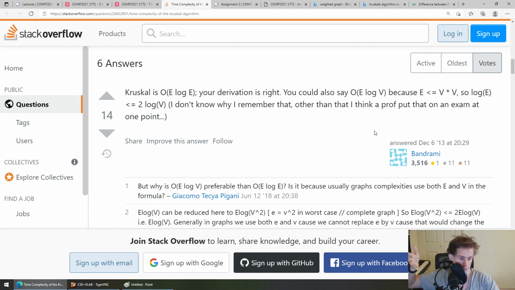V is going to be smaller than E. If you're trying to connect a graph, there's going to be roughly the same number of edges as vertices, but there could be a lot more edges in the worst case. So what they're saying is that E is definitely less than V times V. That's a property of the graph: E is always going to be smaller than the square of the vertices. So log E is less than 2 log V. We're just doing a little bit of math manipulation here, right?